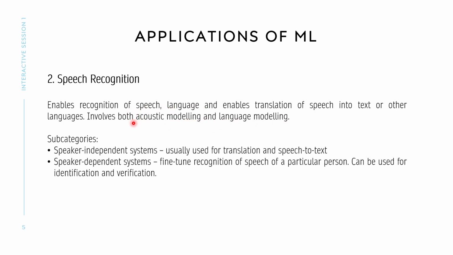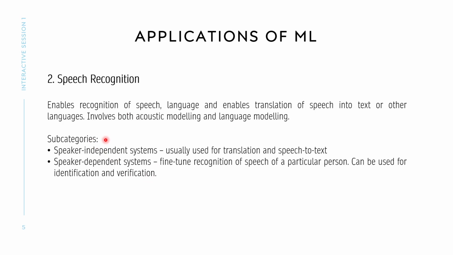By acoustic modeling, I mean how language is spoken. Right now I'm speaking in English. So, a machine learning model should be able to identify these different sounds and recognize them. So, this is acoustic modeling. And language modeling is also important, because the machine also needs to understand that this is a language called English, and these are the sounds which are produced in English. So acoustic and language modeling are both very important parts of speech recognition.